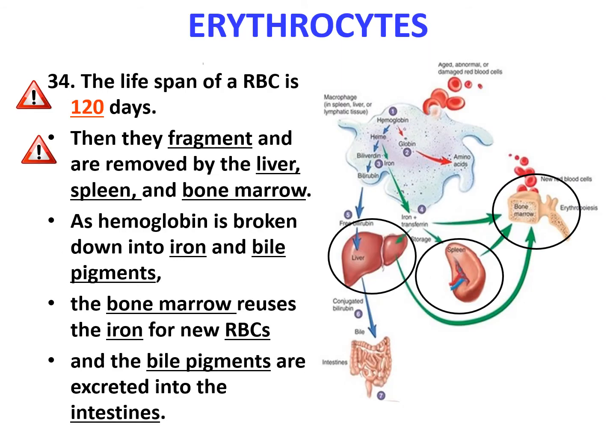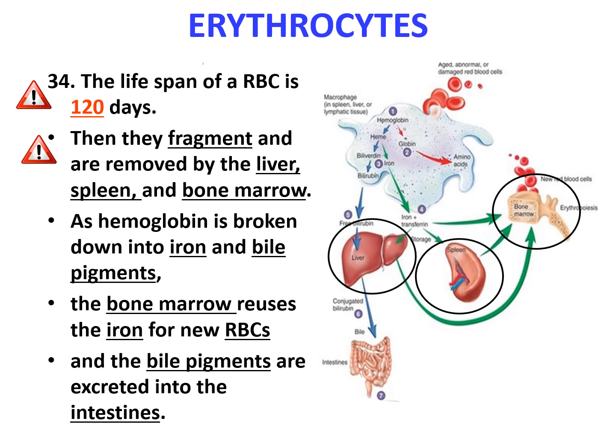So the lifespan of an RBC is about 120 days. It circulates through your body doing its job for about 120 days. Then it starts to fragment, breaks up, and is released into your bloodstream.